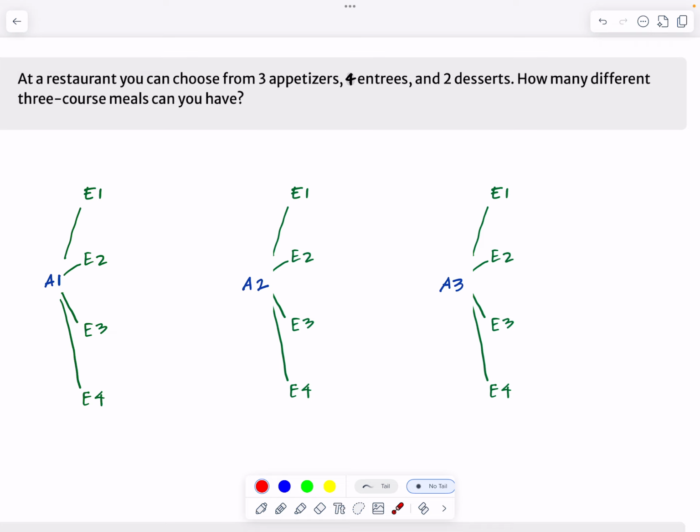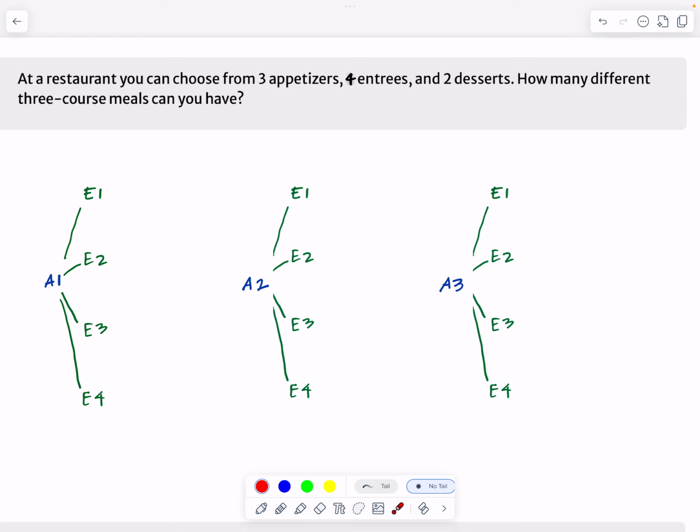And so we can see that now we've created a setup where, if we consider the three appetizers that we have to choose from and the four entrees that we have to choose from, we've got 12 different ways, 12 different combinations. Each of these little branches is a combination. So 12 different ways that we could choose an appetizer and an entree.